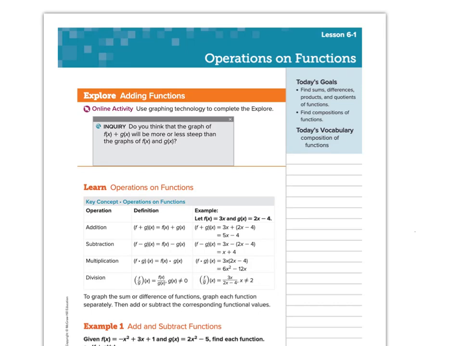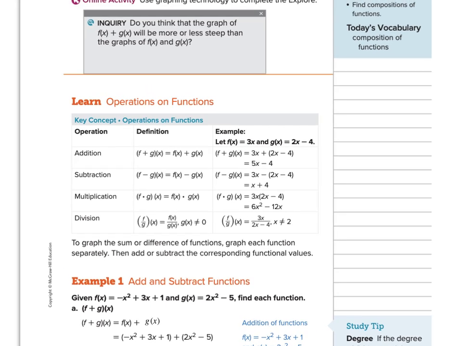So now we move into Module 6, and we're going to talk about operations on functions. And this function notation is really telling us what it wants us to do. In the way we write something, we have f plus g of x, which is telling us to basically take and add the function f of x to the function g of x.